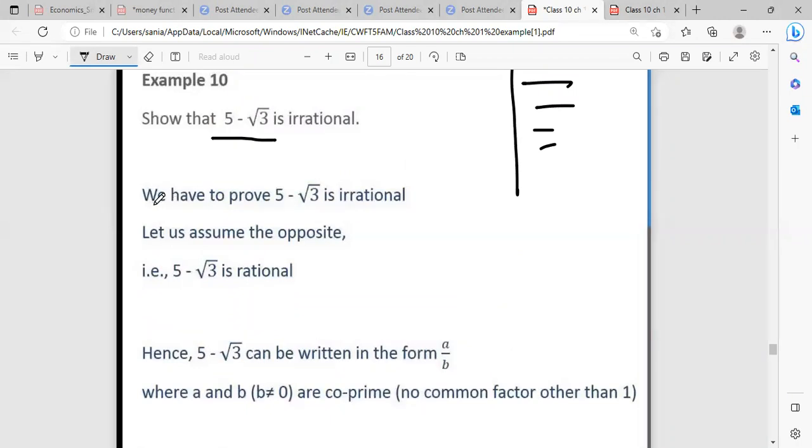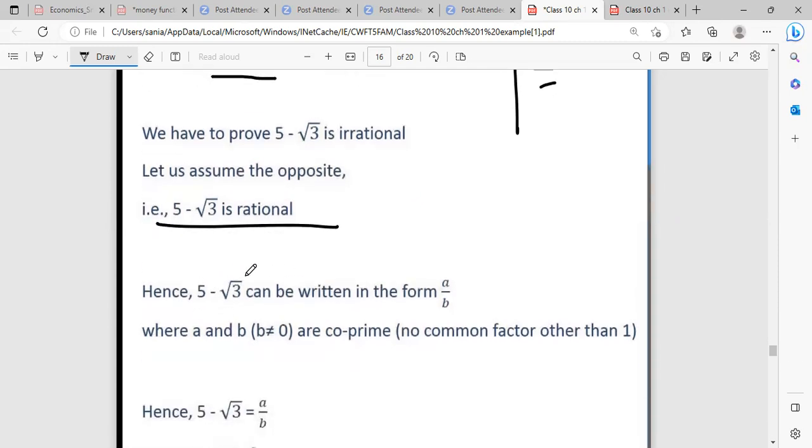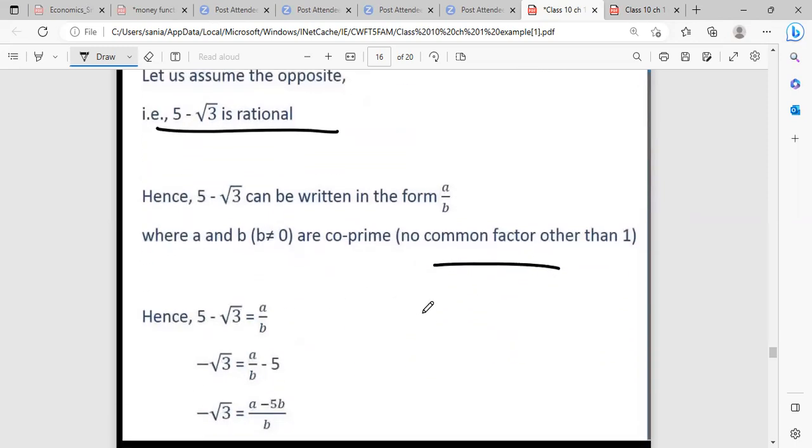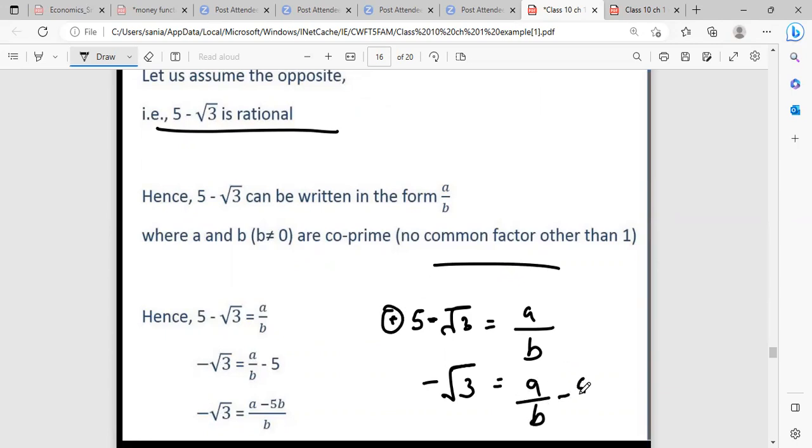So first of all, what you will write: we have to prove that 5 minus under root 3 is irrational. So let us assume the opposite, that this is rational, right? Hence, this can be written in the form of A upon B, and A and B are co-prime and should not have any factor other than 1. So you will write 5 minus under root 3 equals A upon B. Now this under root 3 will remain here and this 5 will come, this is in plus. So it will be A upon B minus 5.